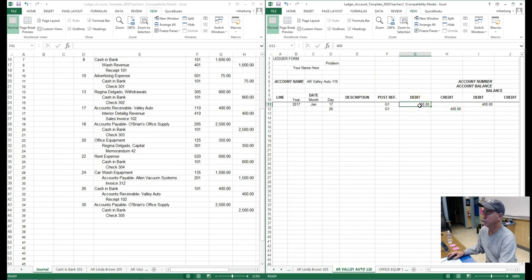So when they bought something, we debited the account because it's an asset. Now they've paid their bill. We're going to credit their account. And the balance is previous balance minus the credit. And how much do they owe us now? Nothing. The dashed line indicates that they are paid in full. Account 110.